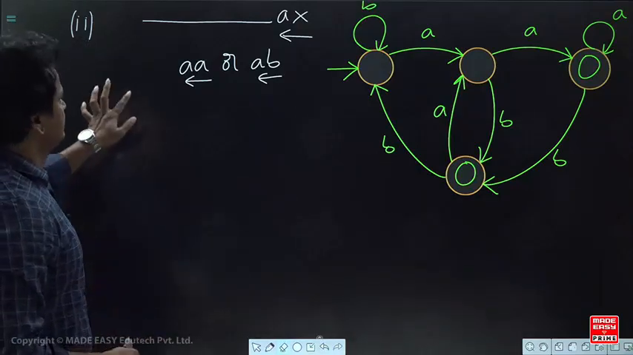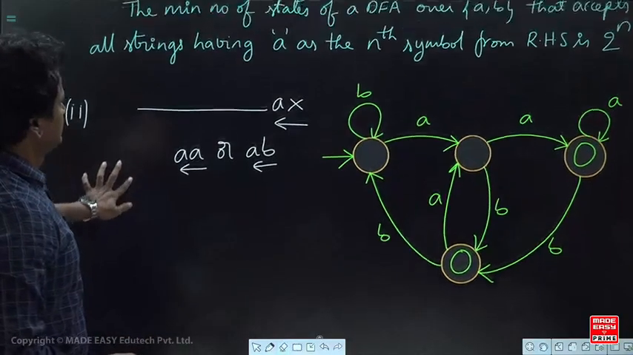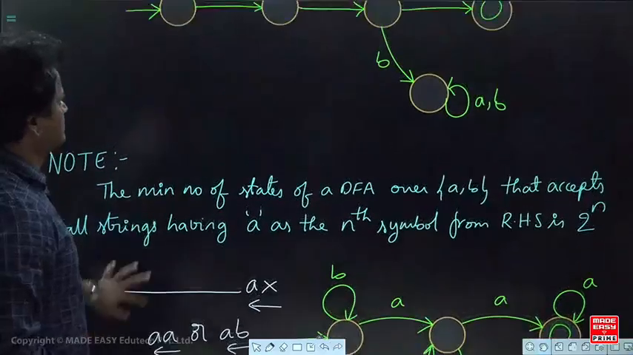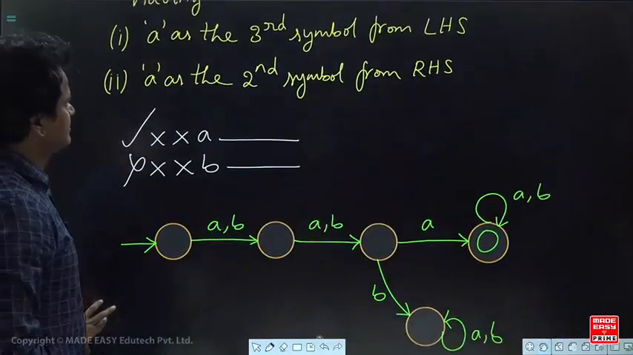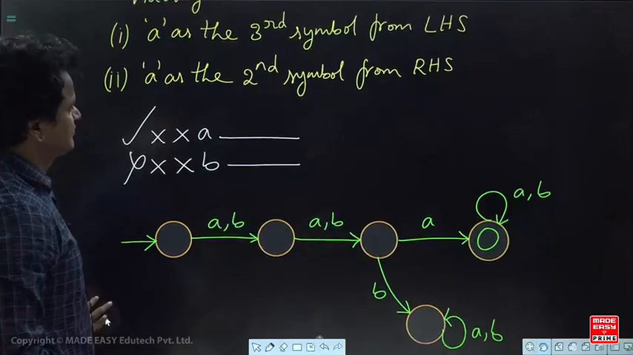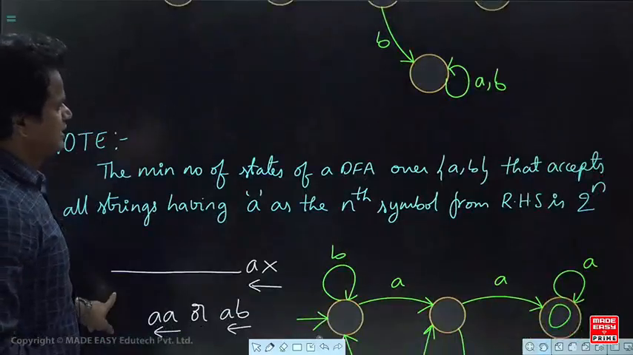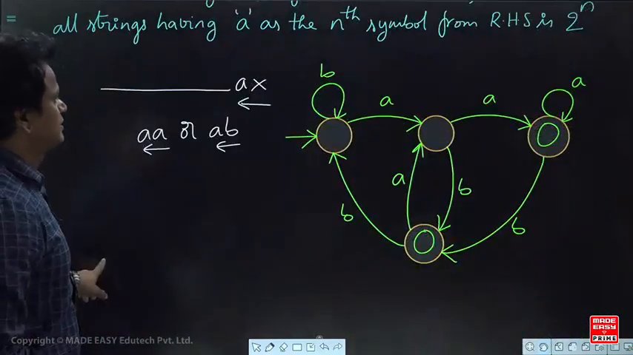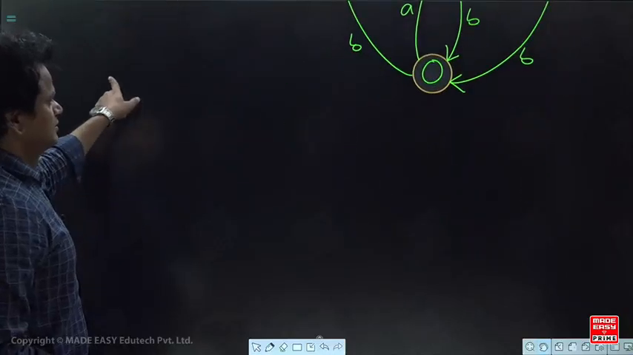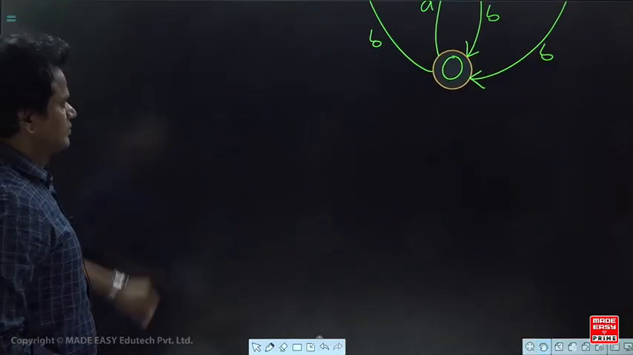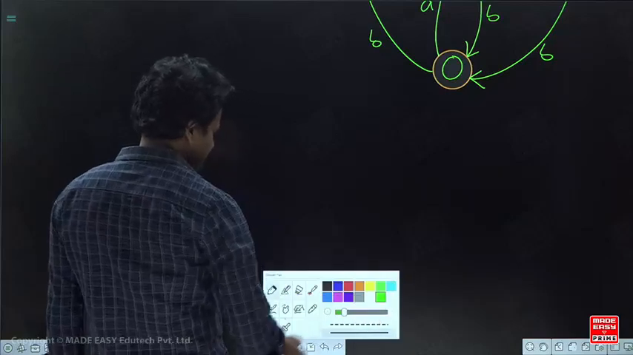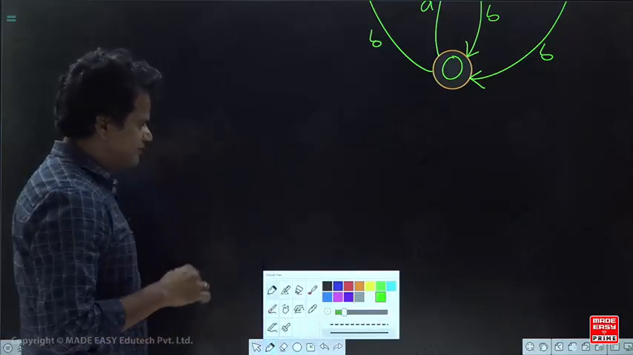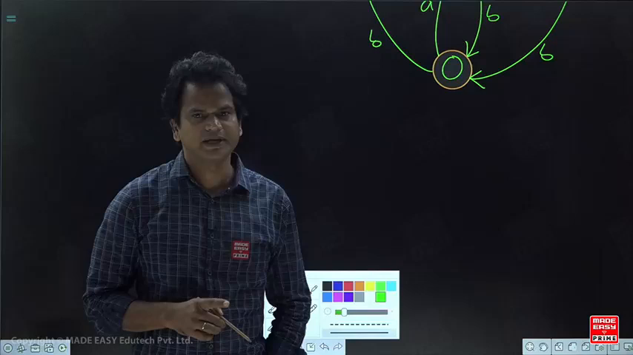So we have done these two questions having A as third symbol from LHS and A as second symbol from RHS. Okay, now we'll go to different questions. Now look at this, guys. I'll give you different questions.